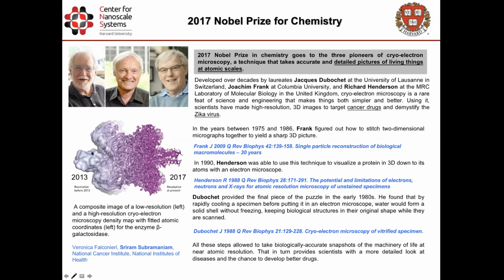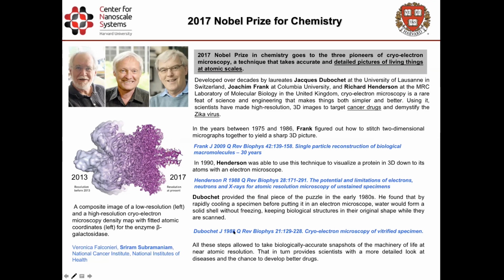Strangely, this structure actually has not been produced by any of these Nobel laureates. It was produced by the lab of Sriram Subramaniam at NIH in Bethesda. And I think it was the Cancer Institute, and the Zika virus was actually resolved at the time at 2.8 angstrom, I believe, by Michael Rossmann's lab at Purdue.